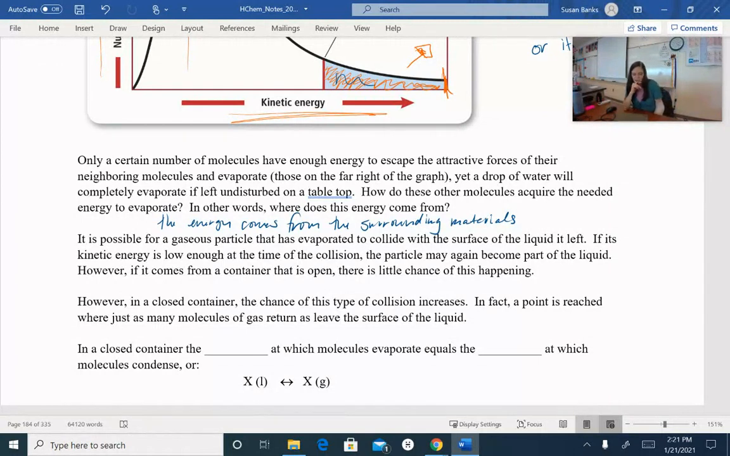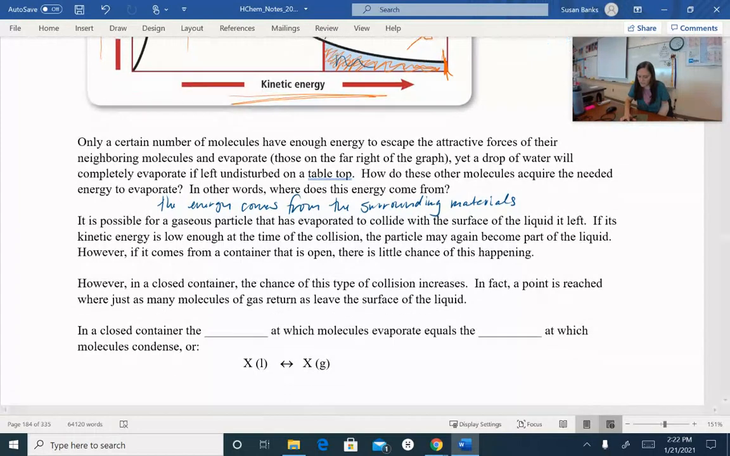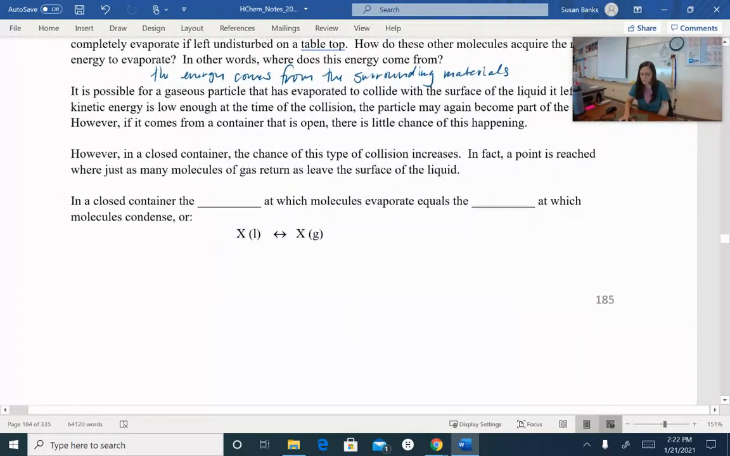Okay? So, is it possible for a gaseous particle that has evaporated to collide with the surface that it just left? And if that gaseous particle's kinetic energy is low enough at the time of the collision, could it rejoin the water? Okay, so that can happen. If it comes from a container that's open, there's little chance of that happening. But what if my container's closed? In a closed container, this type of collision is really, really possible.